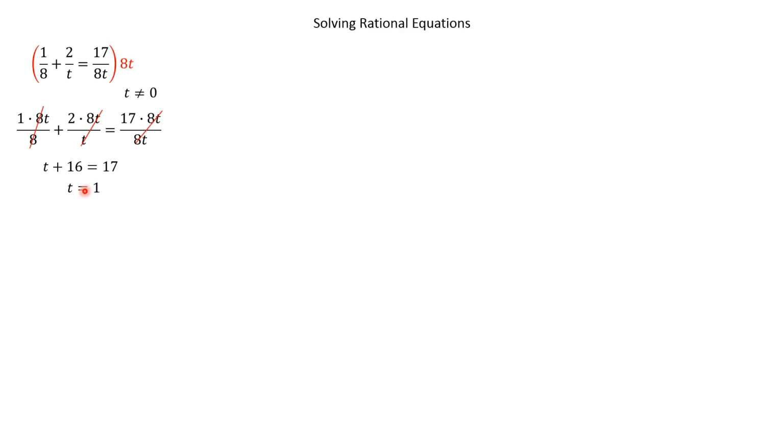Now we need to check it with what t can't equal. Is t allowed to equal 1? Yes, it is. So t equals 1. Let's look at another one.